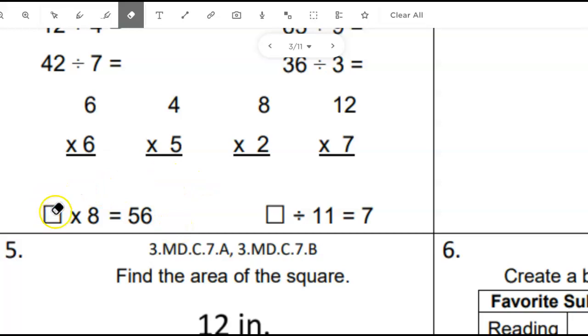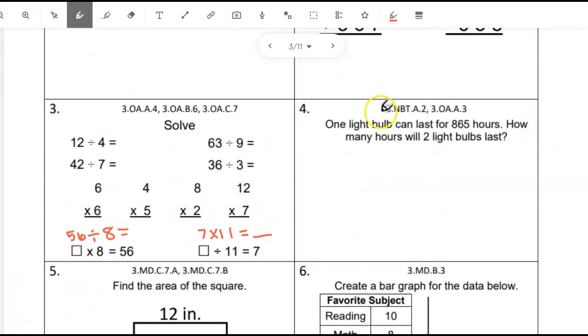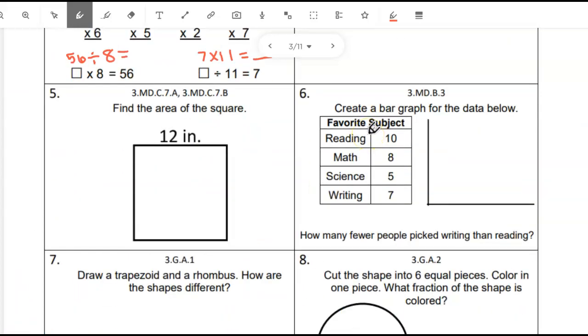When we come upon a missing number, we need to use fact families to help us find the answer. That means we need to flip it. So if it is multiplication, we flip it to division. 56 divided by 8 equals, and if it is division, we flip it to multiplication. 7 times 11 is... You can finish the rest of these on your own. Number 4, you will also answer on your own.